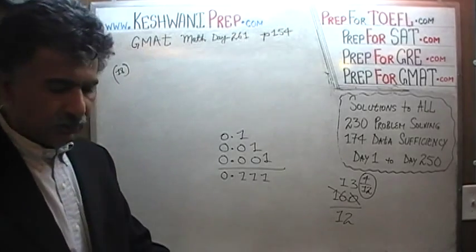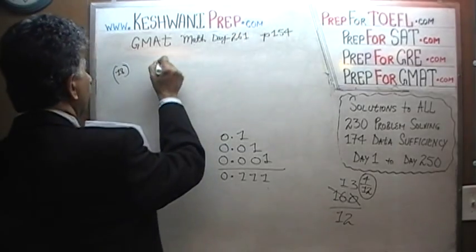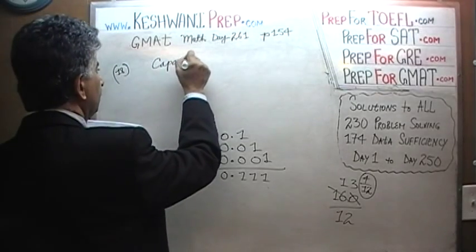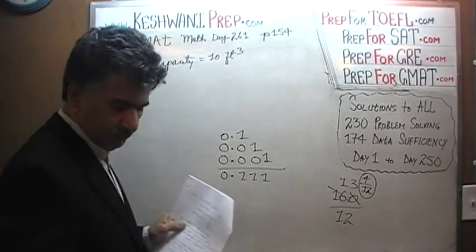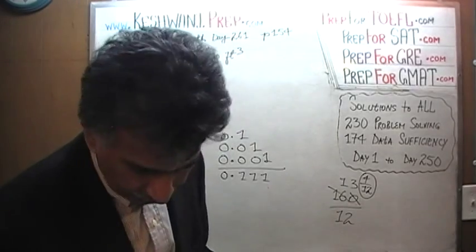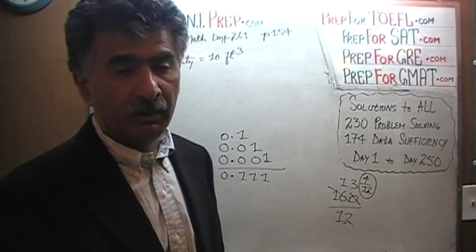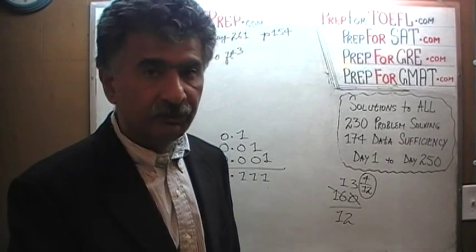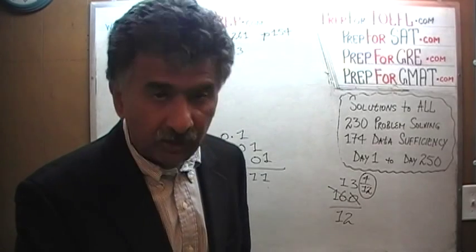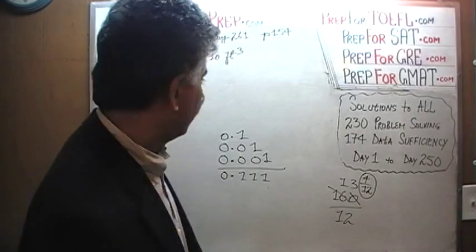In number 18, we are told that the capacity is 10 cubic feet of whatever it is that we're dealing with. I don't have it written down. A certain carpenter constructs a rectangular sandbox. So we have a rectangular sandbox which has a capacity of 10 cubic feet, and the question simply is, what's going to happen if we were to double each of these dimensions? Double each of the dimensions, alright?